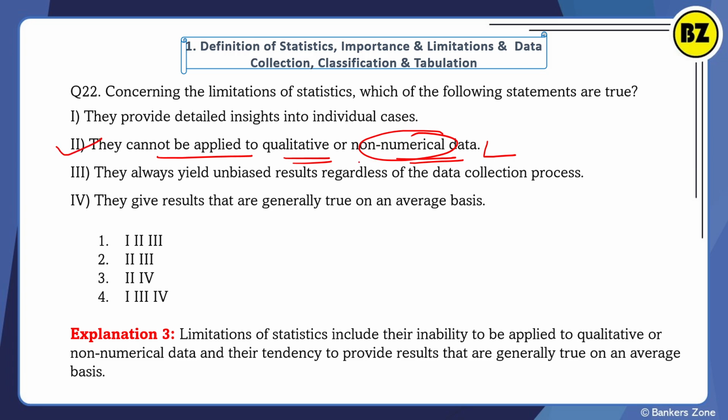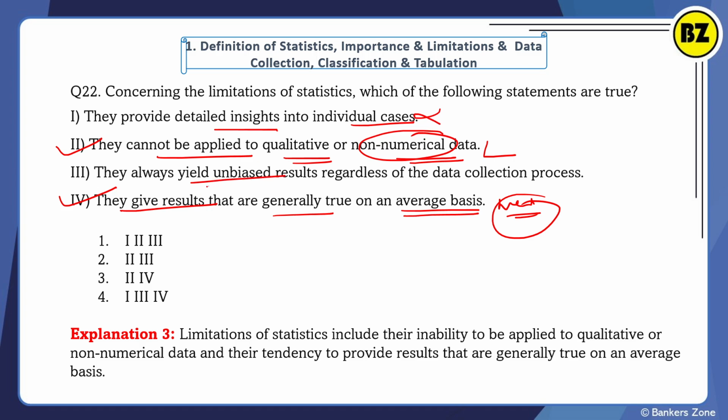Now next, they give results that are generally true on an average basis. It is also a true statement. It is applicable only for the mean averages, as we have just seen, right? Next, they provide detailed insight into the individual case. It is not applicable for individual cases.